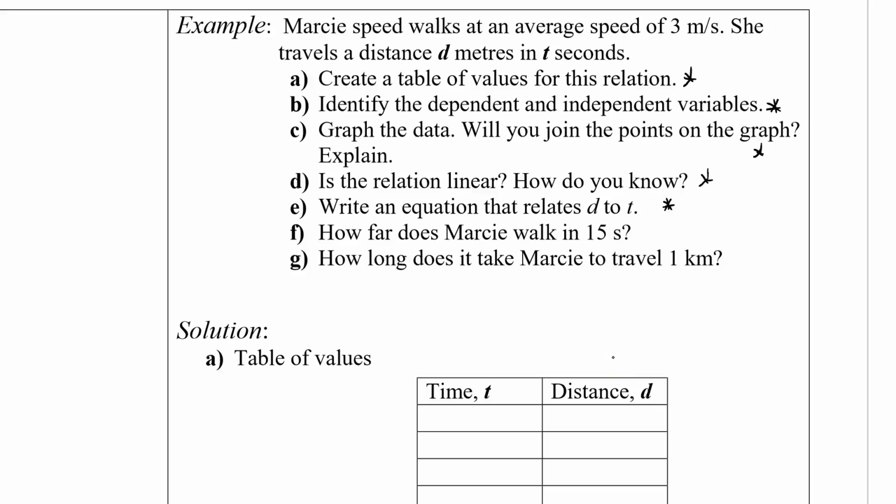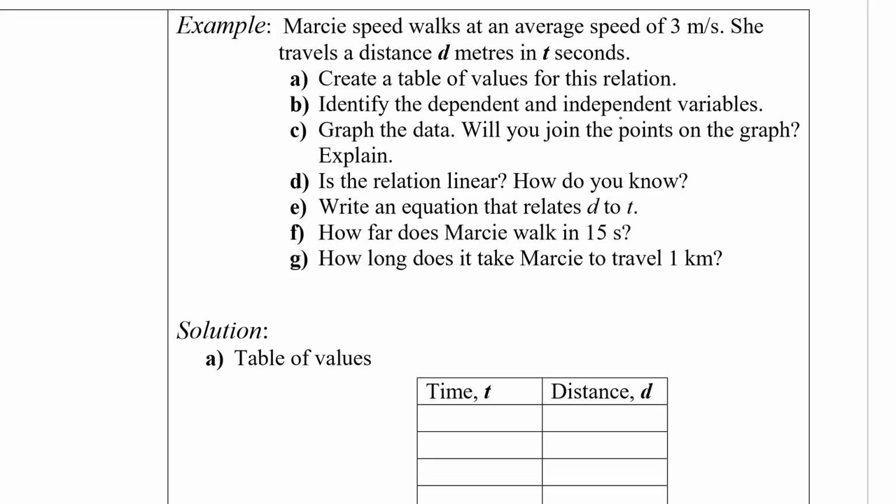The only thing that I could ask that is not on here is asking you to write a relation that uses the independent variable. But we can talk about that a little bit when question E comes up. So let's read the question and do these questions. Marcy speed walks at an average speed of 3 meters per second. She travels a distance d meters in t seconds. Create a table of values from this relation and identify the independent and dependent variables.